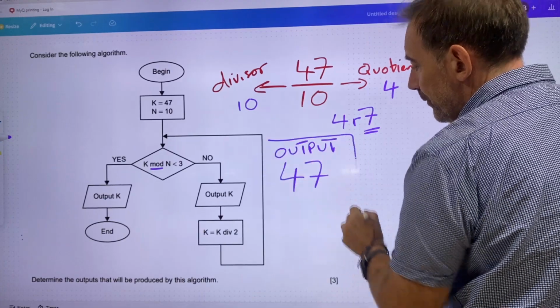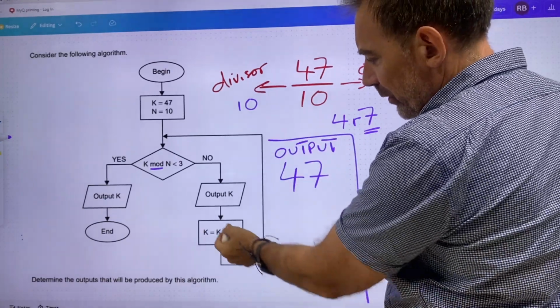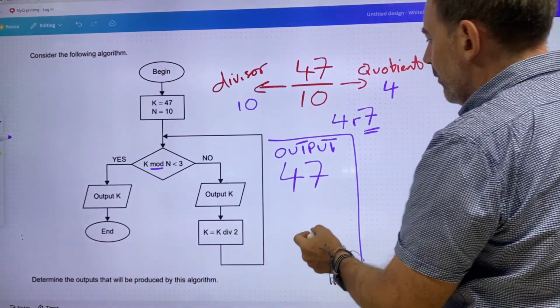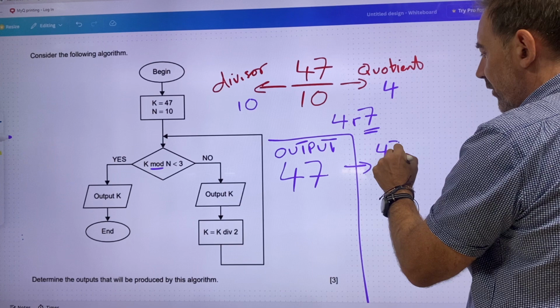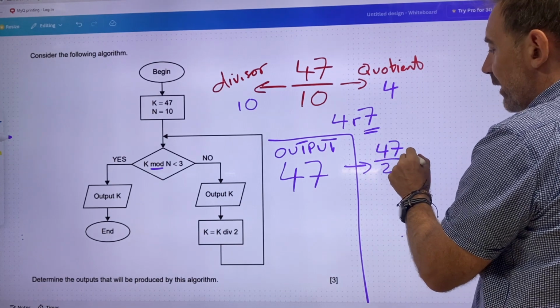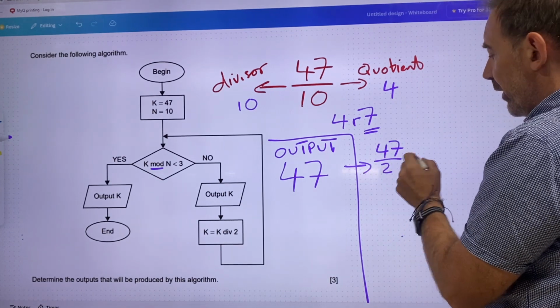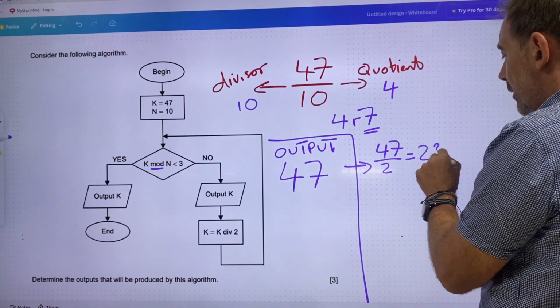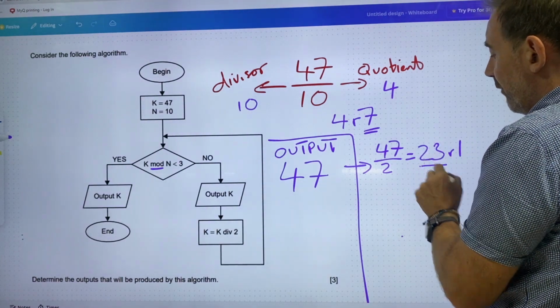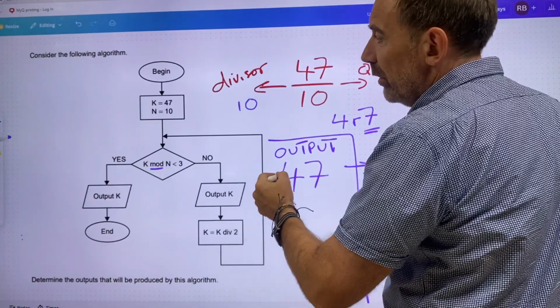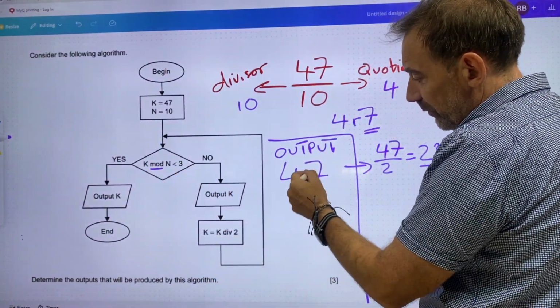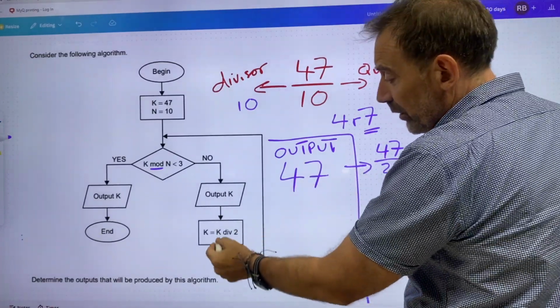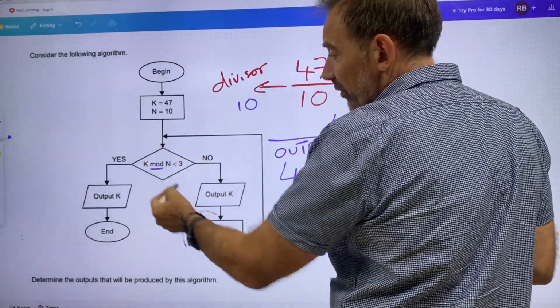Okay. So k equals k divided by 2. So 47 over 2 equals 46 would be 23. Again, remainder 1. But we're going to focus on the whole number. So 23 coming down here. So 47 divided by 2, 23 comes back and gets plugged into here.